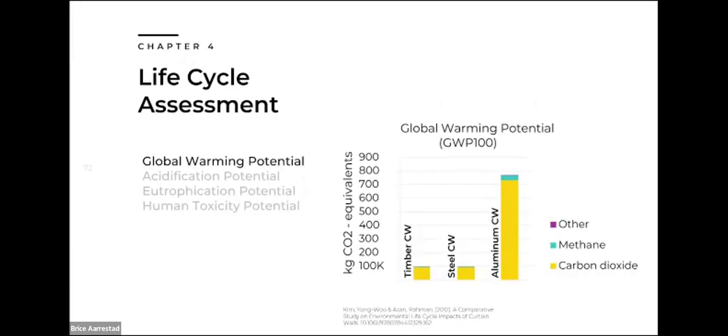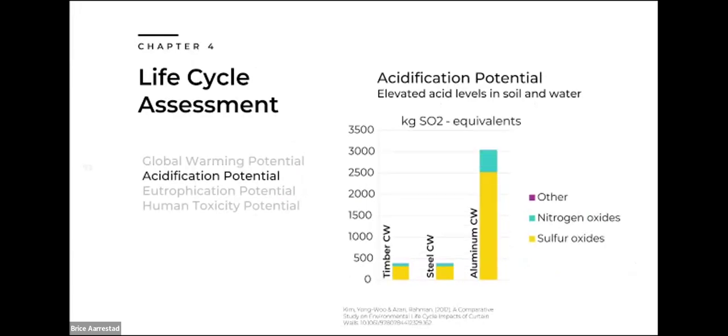So the global warming potential, showing here aluminum curtain wall versus steel curtain wall versus timber curtain wall, the global warming potential is outsized for aluminum curtain wall. We go to the next aspect here, acidification. This is caused by emissions reacting with water in the atmosphere and elevating acid levels in soil and water. Aluminum has 6.5 times the acidification potential as a timber curtain wall and steel curtain wall.